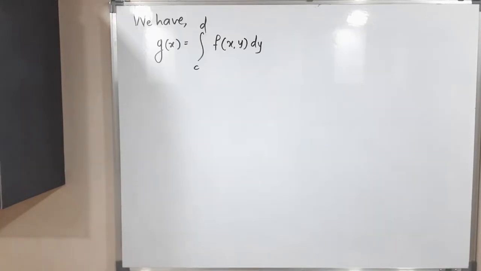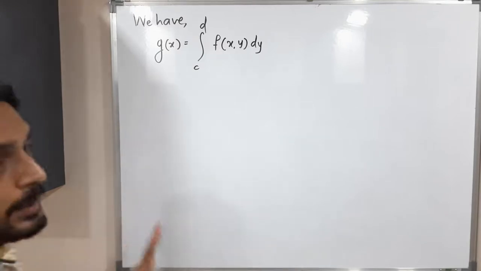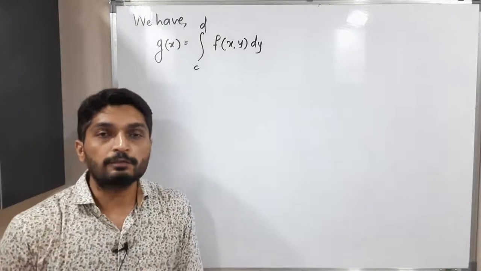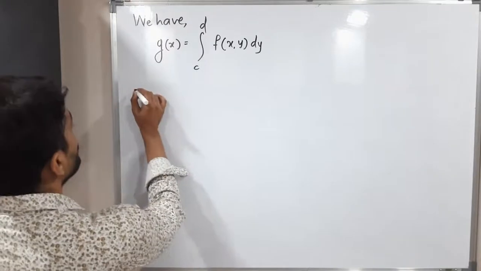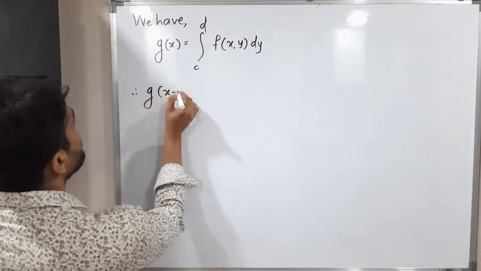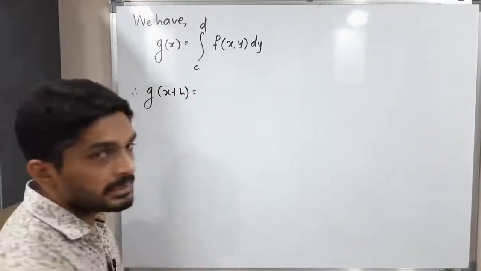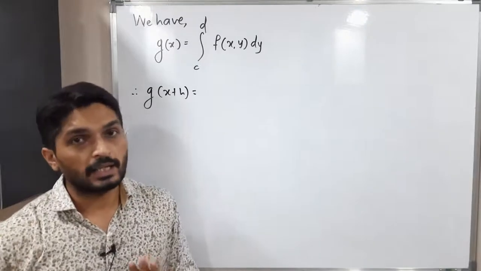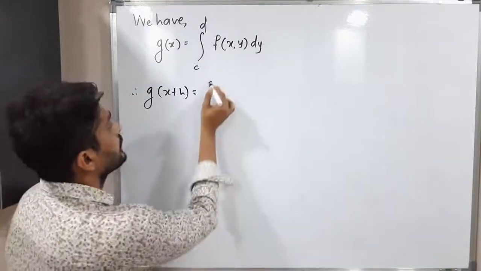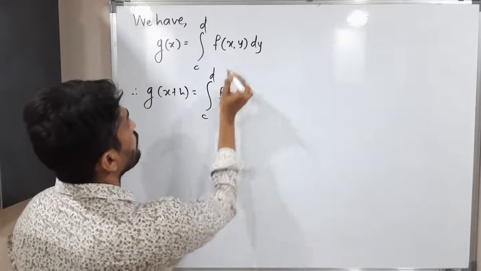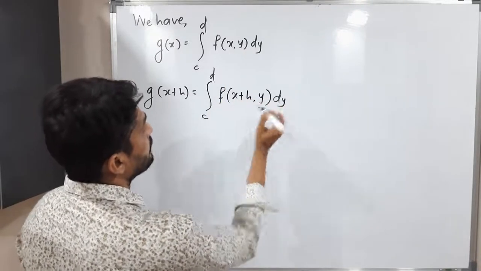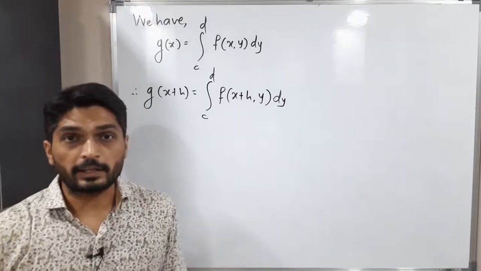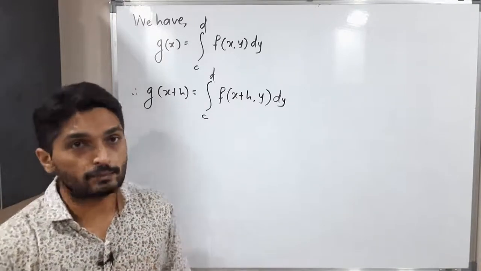Let us use the given information now. We have a function g(x), okay. I have written here g(x) is equal to this integral, right. So with the help of this definition of g, we can find g(x+h) also. Let us find it. Therefore g(x+h). The technique is very simple. Simply we will replace x by x+h everywhere. So the integral from c to d of f, we have x, so we should write (x+h, y) dy. So let us subtract the first equation from the second. Let us see what we will have.